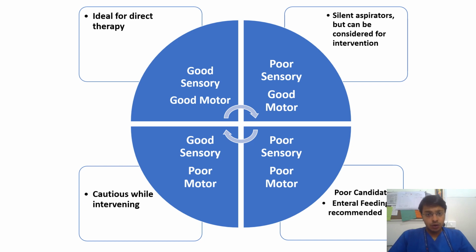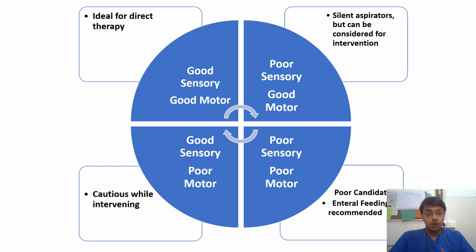To summarize swallowing therapy, a patient having good sensory and good motor control is ideal for direct therapy and rehabilitation. Whereas a patient with poor sensory and good motor control tends to aspirate. They are called silent aspirators because the poor sensation leads to a poor cough reflex, but they can be considered for intervention, but cautiously.